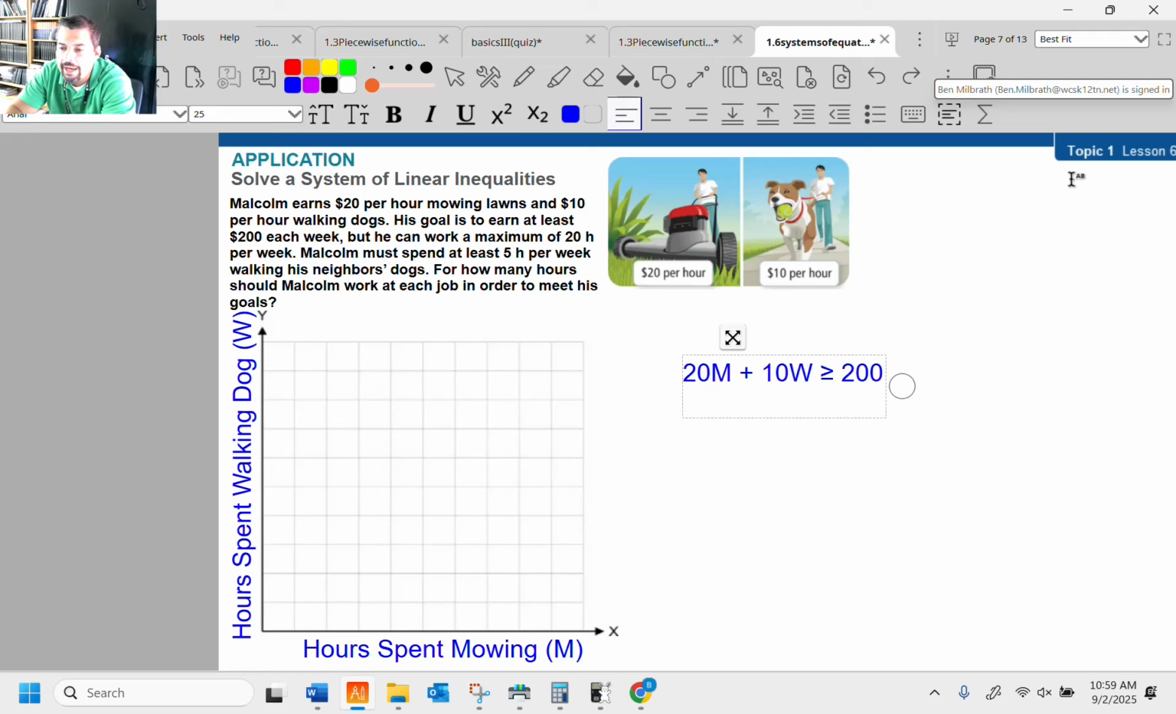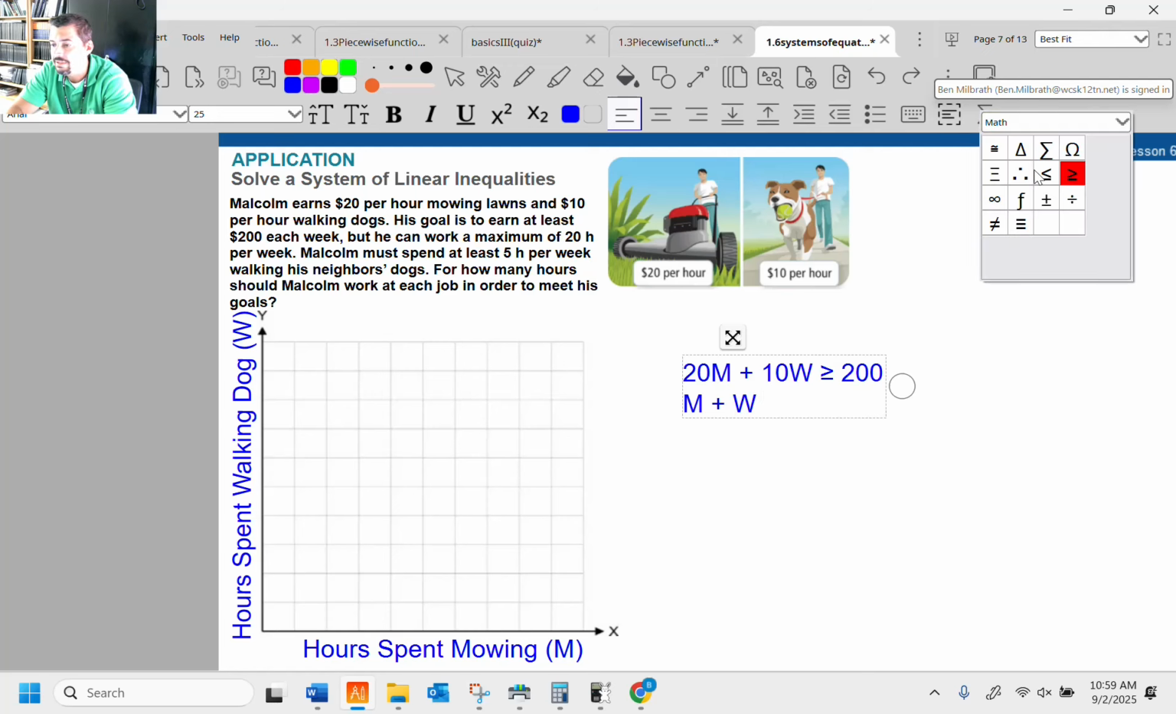He can work a maximum of 20 hours. So the number of hours he spends mowing plus the number of hours he spends walking dogs has to be less than or equal to 20. This is called a system of inequalities.